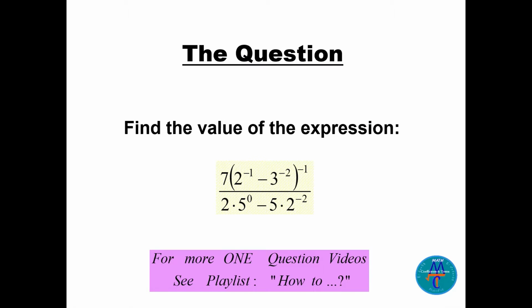This is another question from the playlist called How To. Let's find the value of the expression 7 times (2 to the power minus 1 minus 3 to the power minus 2) all to the power minus 1, all divided by 2 times 5 to the power 0 minus 5 times 2 to the power minus 2. That's the trick here. So the whole idea is working with negative exponents. You can try it yourself if you like. If you are ready, let's go to the solution.